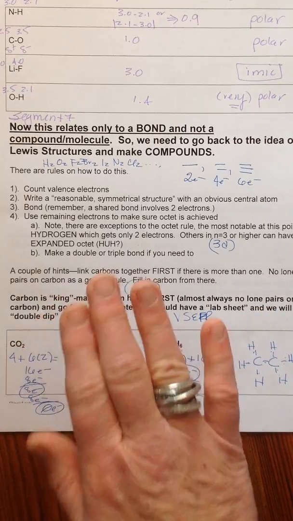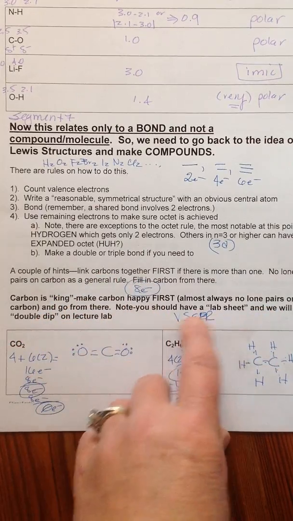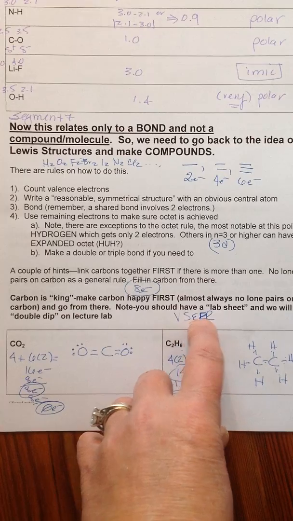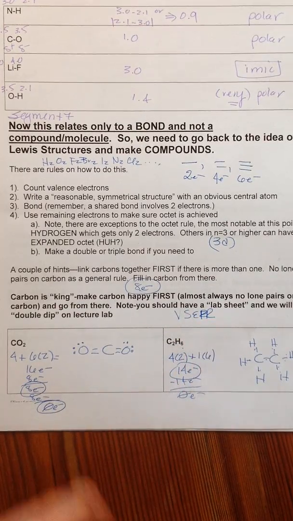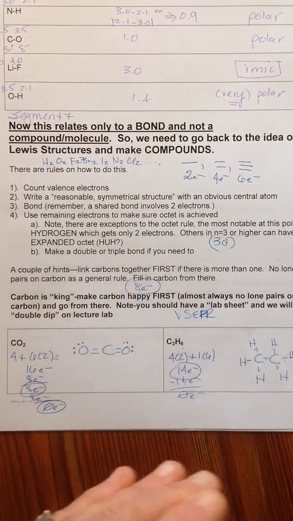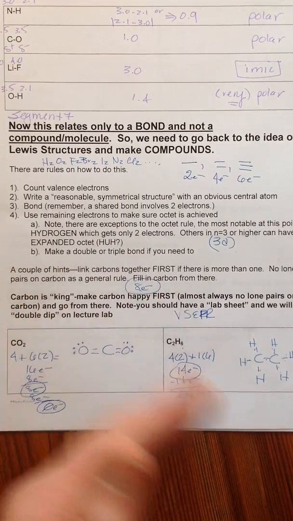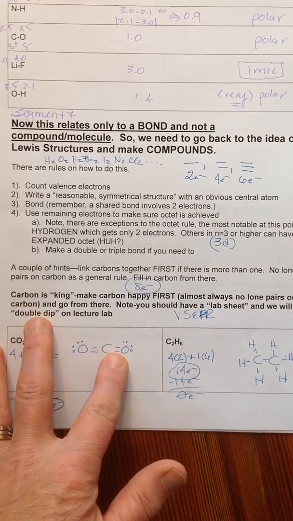We'll be doing a ton of these on the lab sheet, which is valence shell electron pair repulsion, and we're going to go back and forth between the lectures and the tour and the tasks in this sheet.